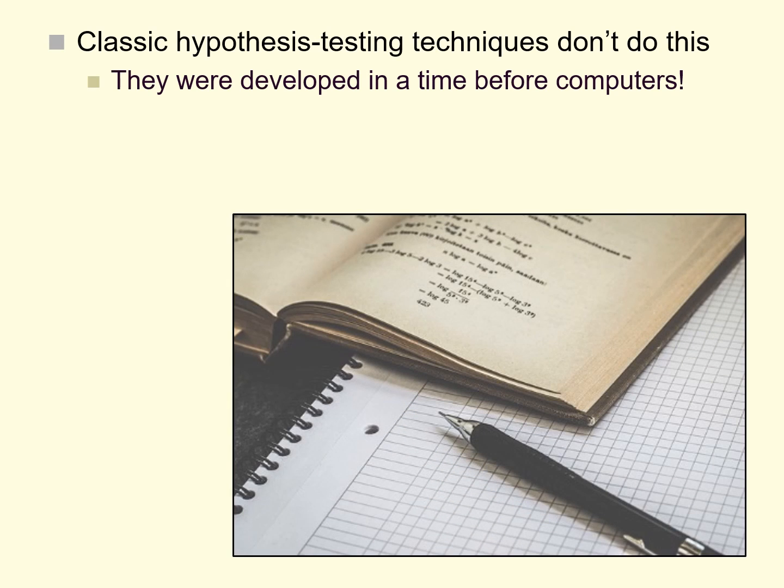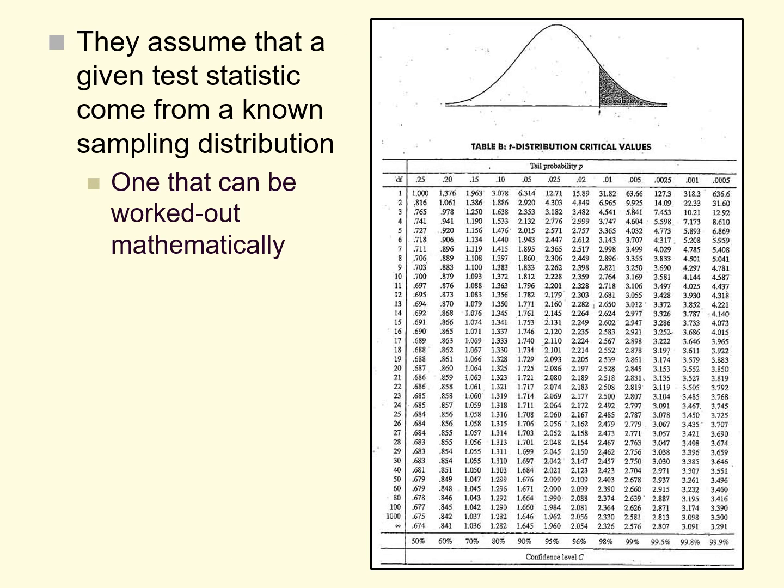But the classic hypothesis testing techniques that you learn in most stats classes, including in this one, don't use simulations because they were developed in a time before modern computing technology. Instead, they assume that a given test statistic, like the one you computed from your sample, comes from a known sampling distribution, one that can be worked out mathematically. So we can work out an idealized normal distribution or t distribution. And within that distribution, we can know precisely the probability of any given test statistic.